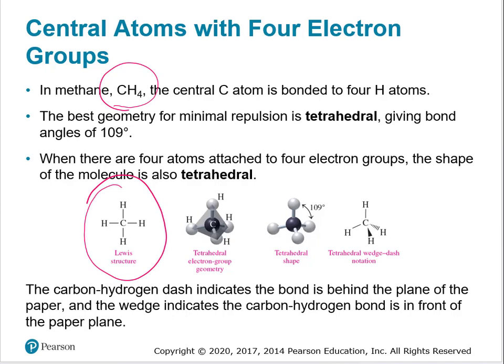We did this earlier. The central atom is bonded to 4 atoms. This is called a tetrahedral. That gives us minimal repulsion of all those hydrogens. Our bond angle is 109 degrees. When there are 4 atoms attached to 4 electron groups, it is called a tetrahedral. It not only has a tetrahedral electron geometry, it also has a tetrahedral shape because there's 4 things coming off of it and 4 atoms.